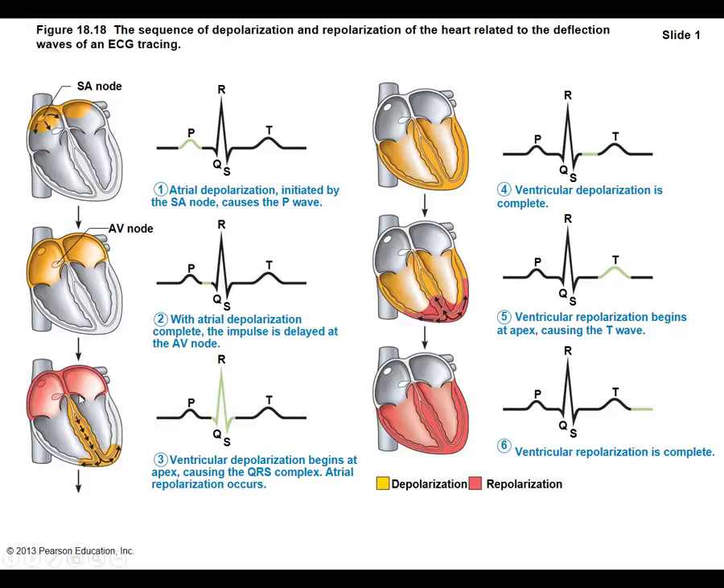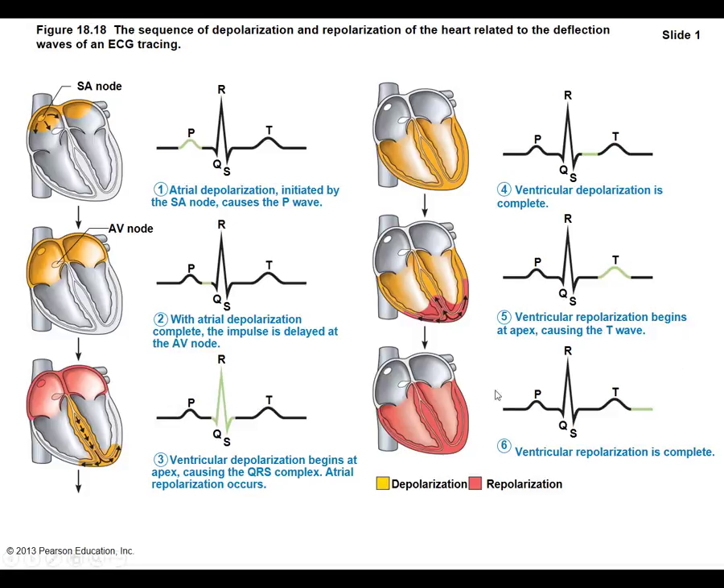Then it travels down through that bundle of His, bundle branches, and this is when you're going to start sending that electricity through that large ventricle area. And this is when we get ventricular depolarization, through that huge QRS complex. Again, atrial repolarization happens here, but it's so minor electrically that we just know that it's happening somewhere in here. Eventually all the ventricles will have all of their electricity, and we have a small split time there before it starts to reset itself.